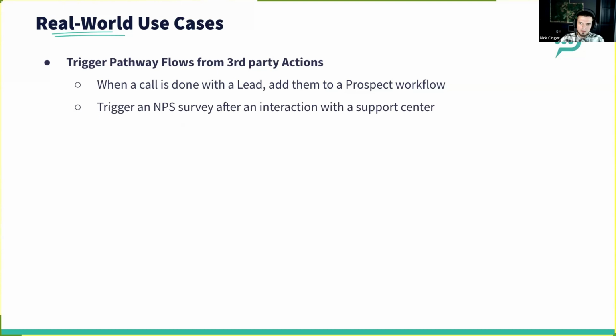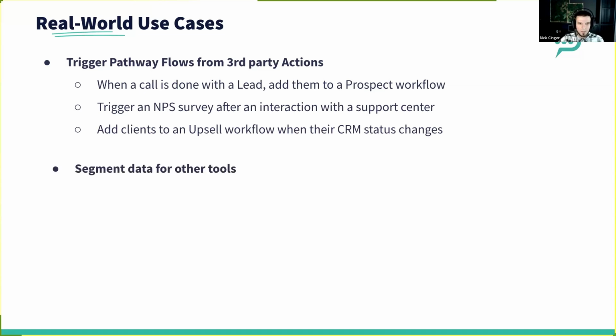You could also use a similar kind of setup, but instead trigger NPS surveys after interaction with the support team. Or not just leads, you can do this for upsell workflows, right? So as something happens in an outside system, you get more info, the campaign is done, or it's just getting started, trigger an upsell workflow in Pathway when a status changes in another CRM.